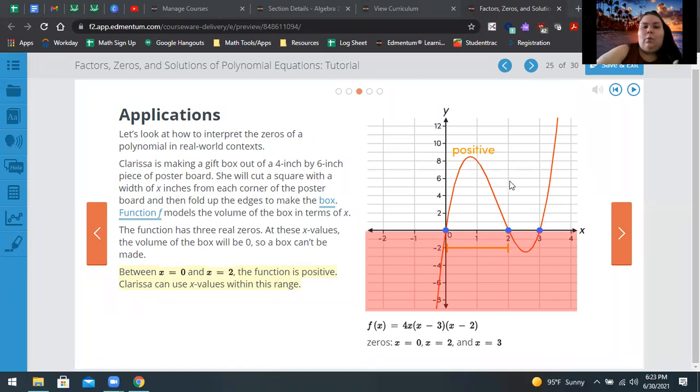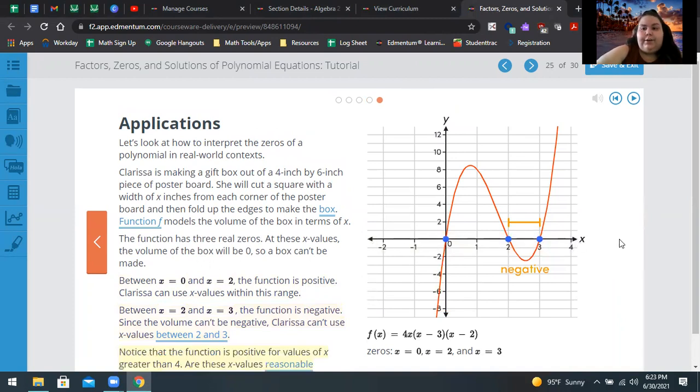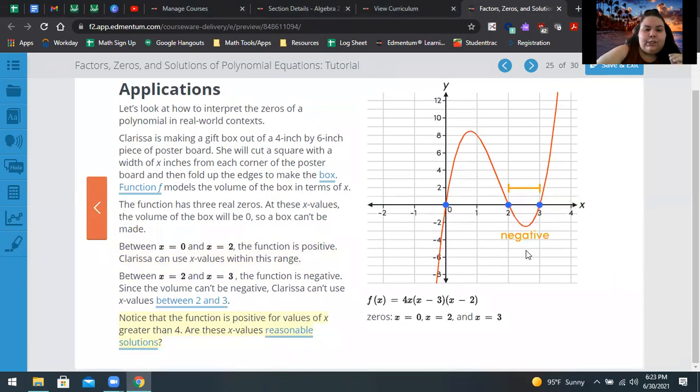Now, question is, are we looking at a particular part, or do we ignore another part? So again, that area is negative. They just want to reiterate the positive versus negative. Again, you can use a sign table to help you figure that out. So it says, notice that the function is positive for the x values greater than 4. Are these x values reasonable?